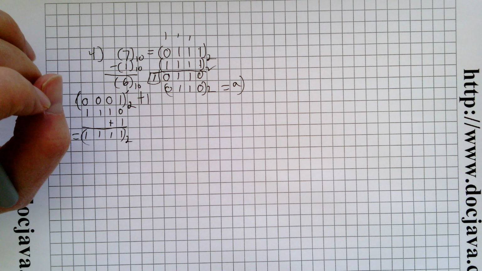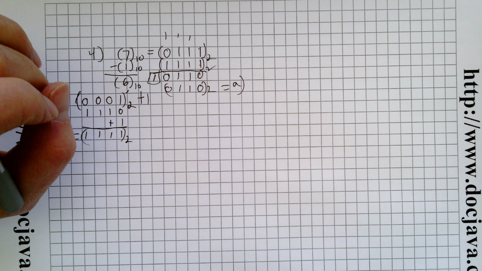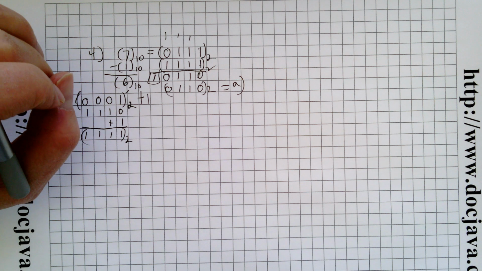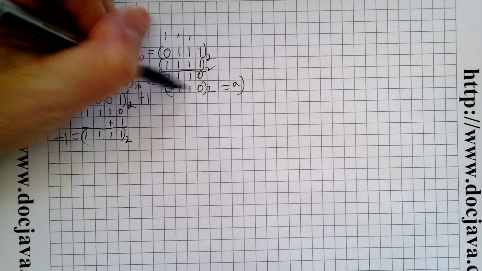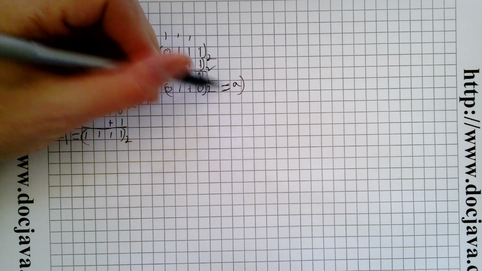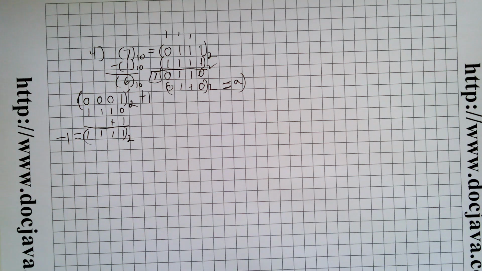Yes, sir. That is correct. This is 0110, which happens to be letter A in the answer key. What was the other one? 5? Yes, sir.